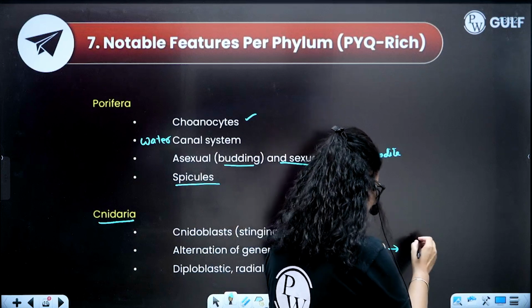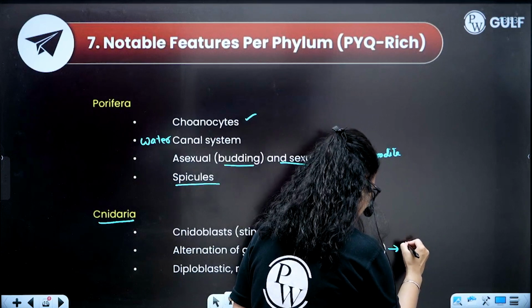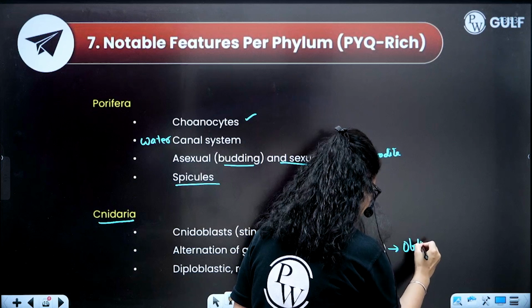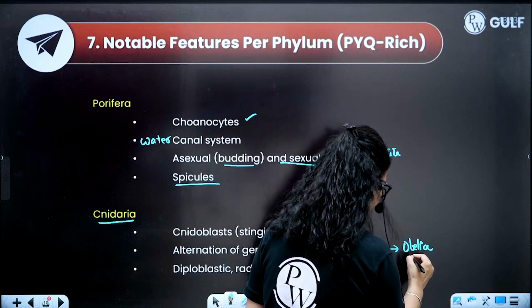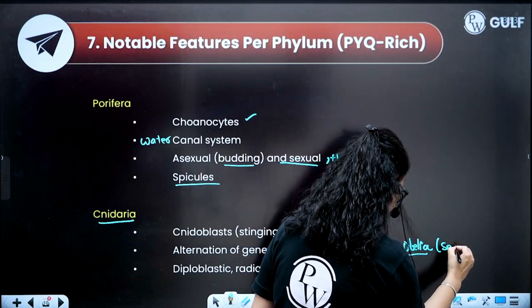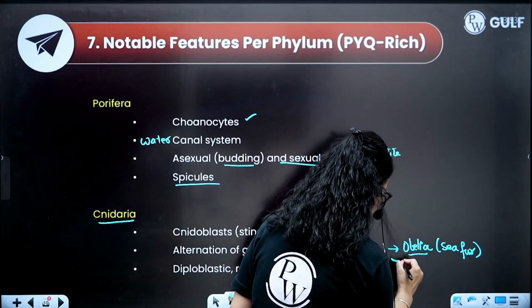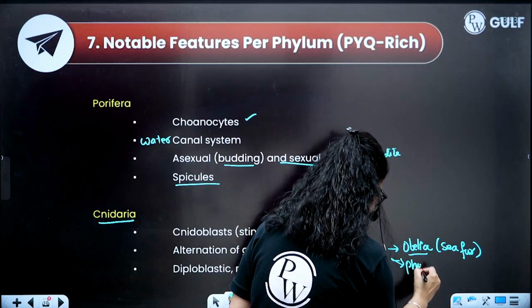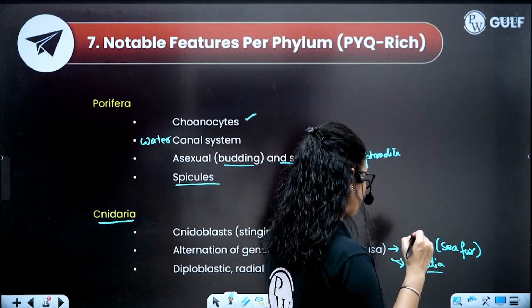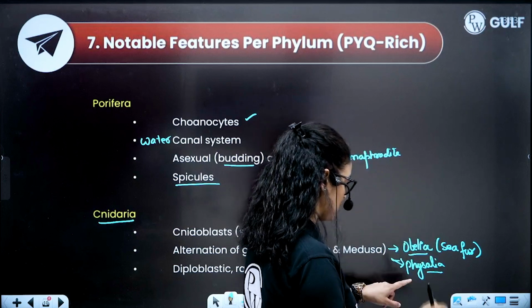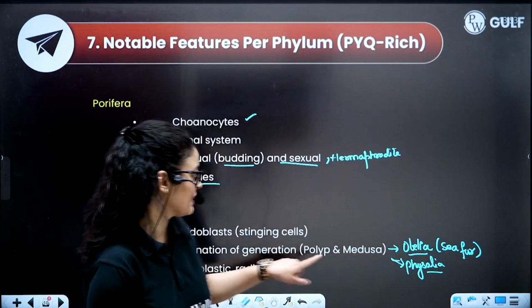So can you recall the example? Tell me, can you recall the example? It's Obelia. Obelia shows this alternation of generation, and the common name is sea fur. And the other example is Physalia, the Portuguese man of war. So we know that these two will be showing this alternation of generation, very, very important, right? One is Obelia, another one is Physalia, right?